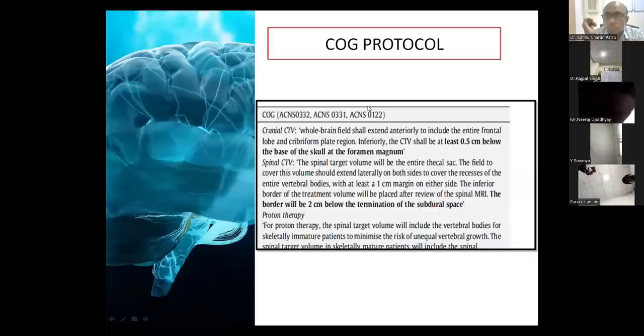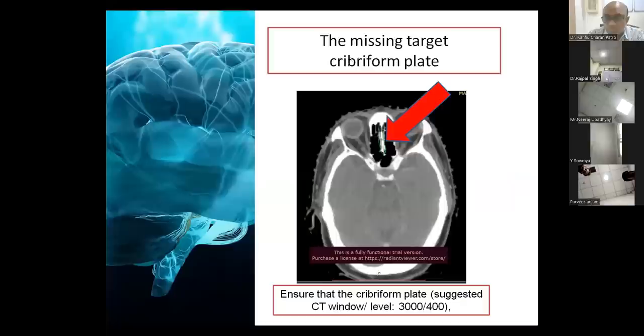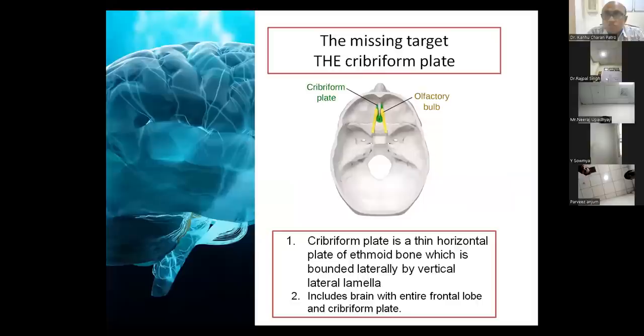So where we are really missing the targets: we have to contour the pacing target to the cribriform plate. You have to contour this area, and it is best visible in the CT window, level 400 and width 3000. This is the area where the olfactory nerves and the brain with the entire frontal lobe are. The cribriform plate, this olfactory bulb, has to be contoured. So properly contour this area, this is a chance of missing.